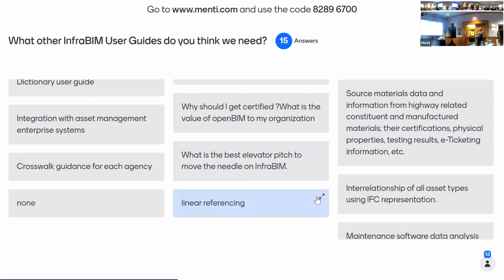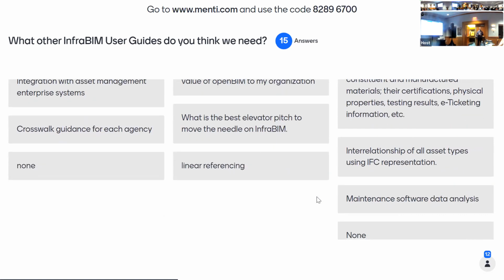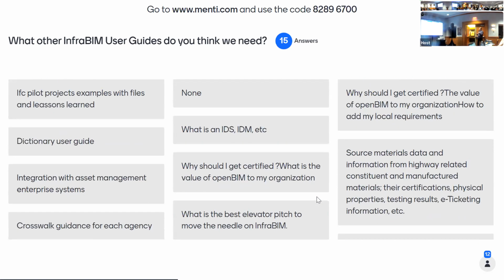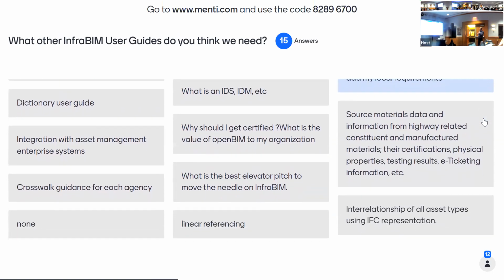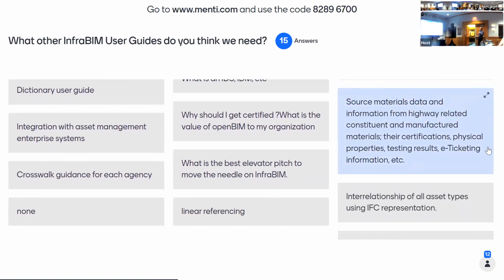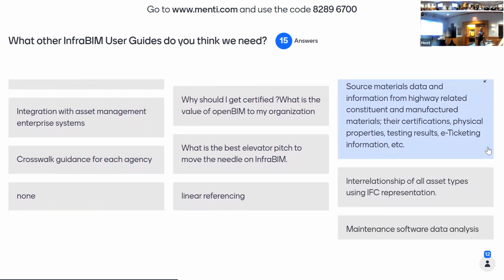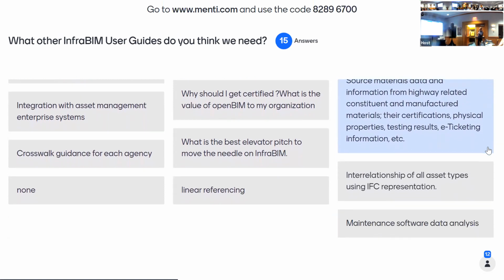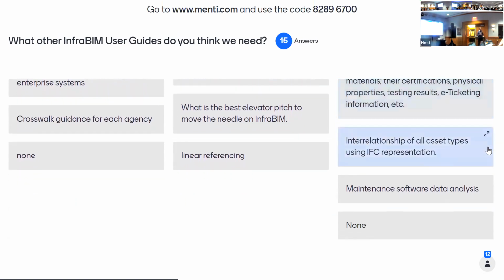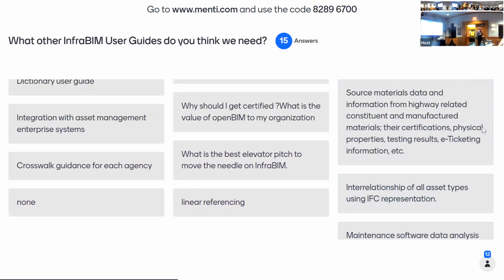Linear referencing, so the need to clarify that in the context of IFC and those in particular in this case. Why should I get certified? Well, that comes back to the same question. Source materials, data and information from highway related constituents and manufactured materials, their certification, physical properties, testing results, including information, etc. That's all about properties. Someone want to elaborate that one?